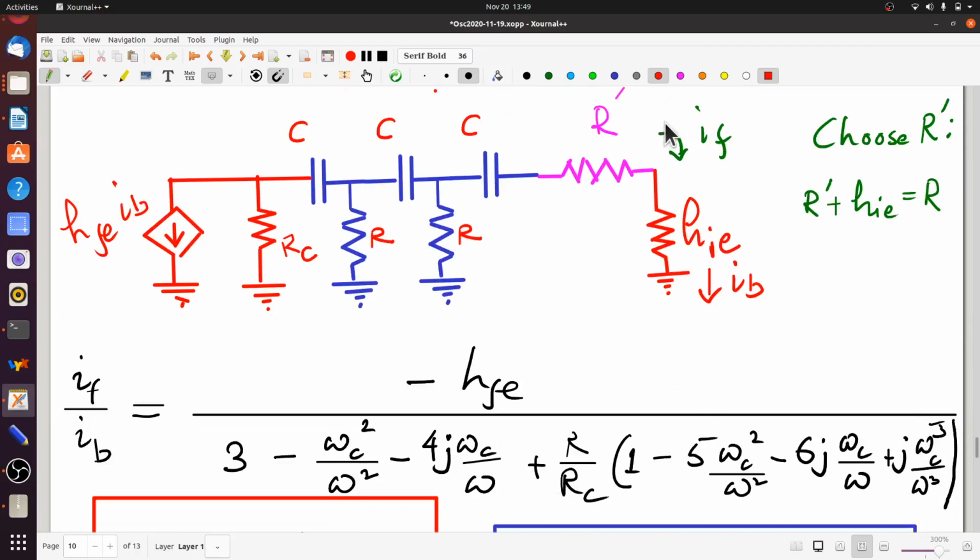If you calculate this IF by IB using this circuit, forgetting that this current is IB for the time being, you end up with this expression. This again is a rather complicated looking expression, but ultimately all there is to it is simple AC circuit analysis. If you work this out, this is what is going to come out.